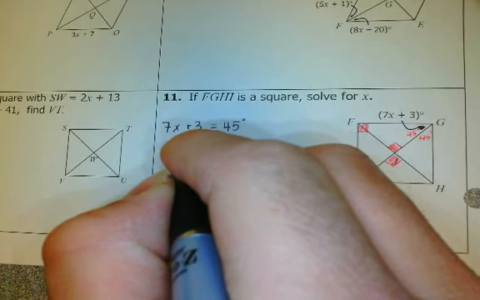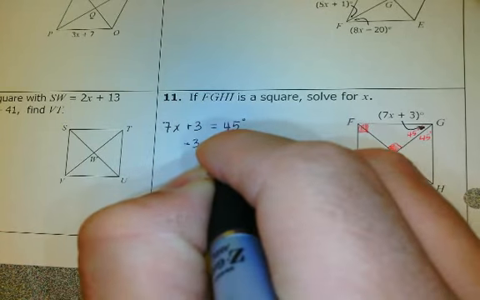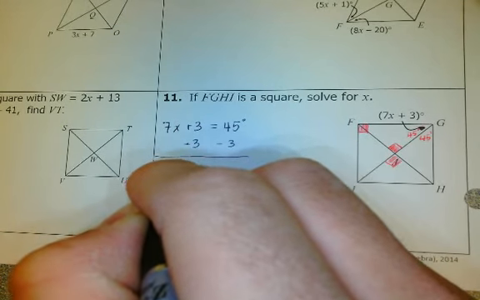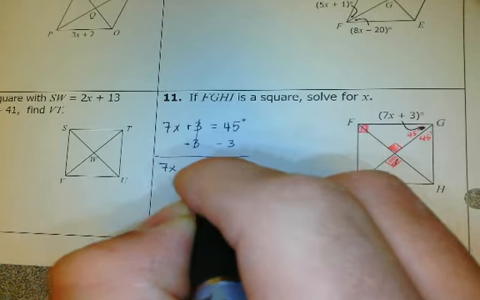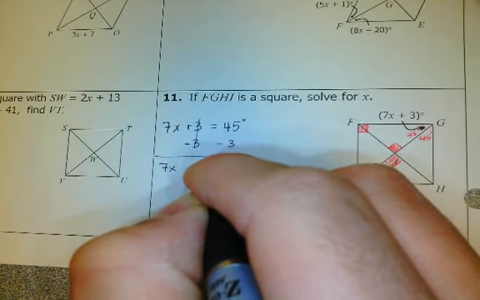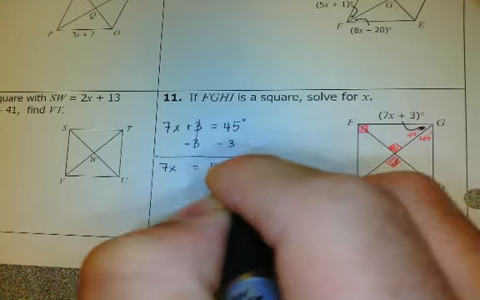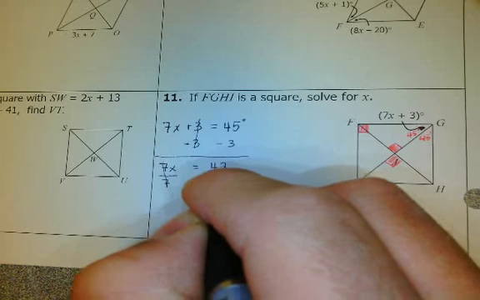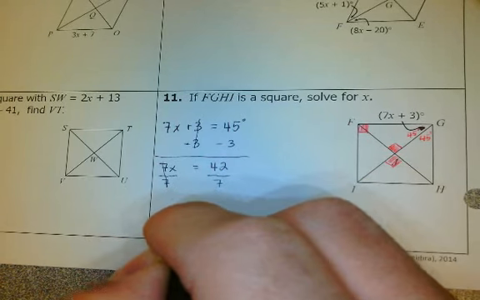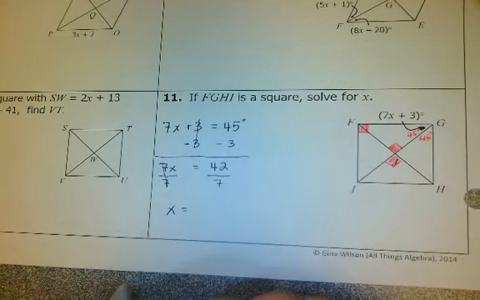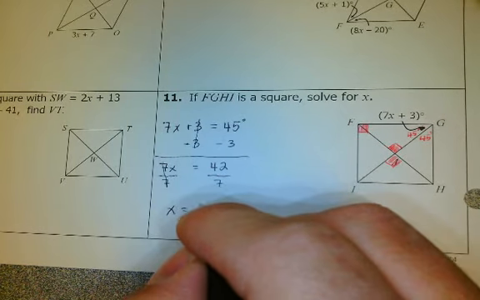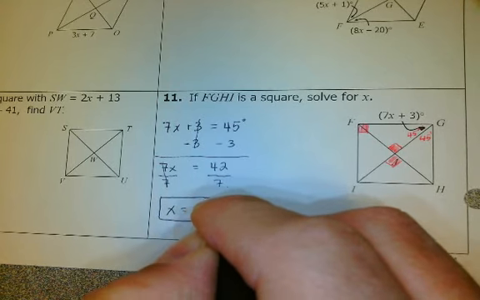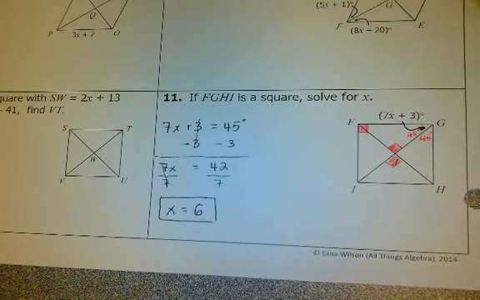Opposite of add is subtract. So I'll do that to both sides. And I get 7x, these cancel out, equals 42. I got to get rid of the 7. I want the x by itself. So I divide by 7 on both sides. And my x equals 6. And there you have it. That's number 11.